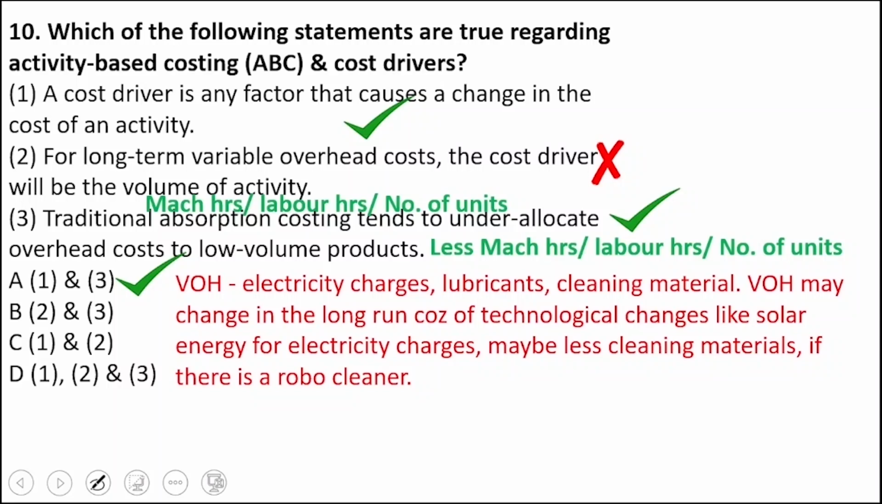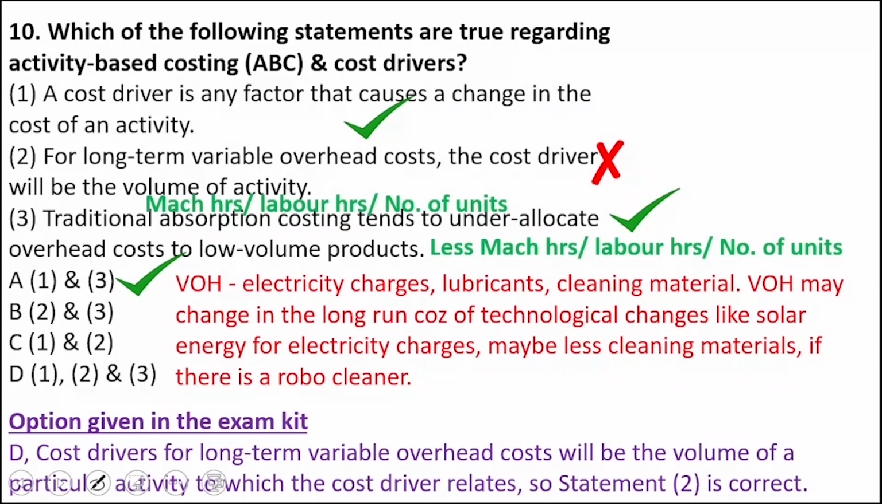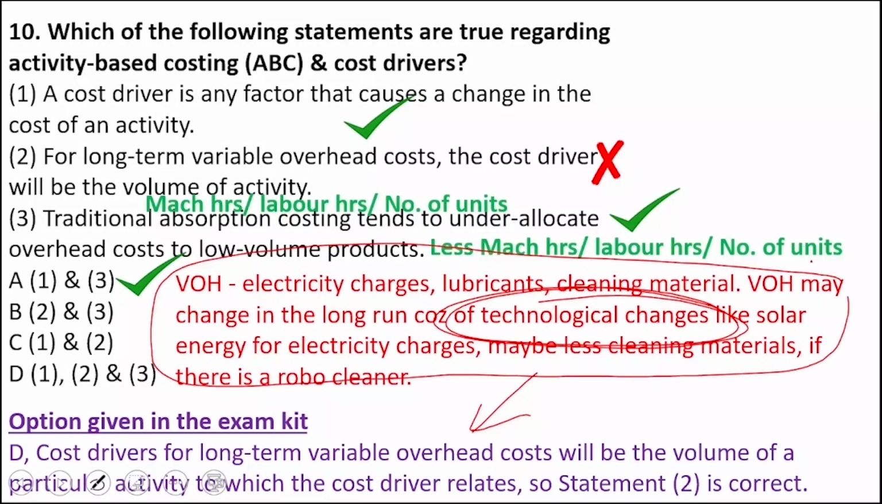Now this is a question from the exam kit. The answer which is given in the exam kit is something like this. Option D, where they have marked the first statement, second statement and third statement as true. Now I wish to dispute this. The explanation given in the exam kit is that cost drivers for long-term variable overheads will be the volume of activity to which the cost driver relates. So statement 2 is correct. So what about the technological changes? I do not agree with the answer given in the exam kit and I have written my explanation here. Students are free to opt for whichever answer they deem right.